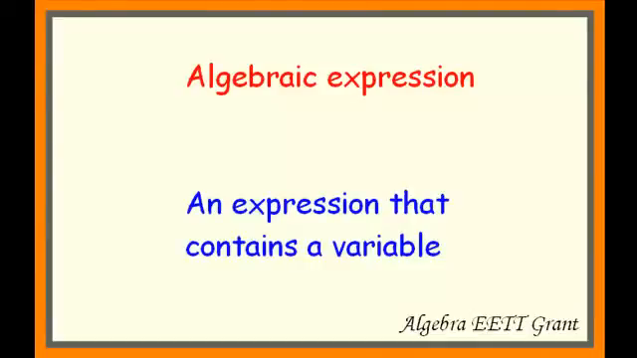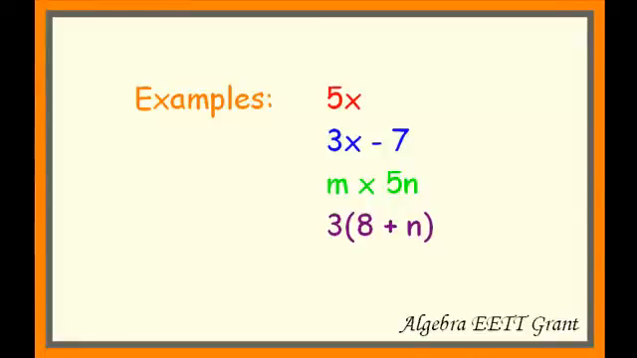Well, they are an expression that contains a variable. Now, some examples of algebraic expressions are 5x, 3x minus 7, m times 5n, or 3 times the quantity 8 plus n. All of these are examples of algebraic expressions. In other words, there's no equal signs. It is not an equation.